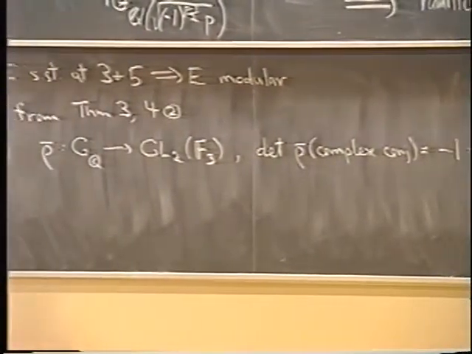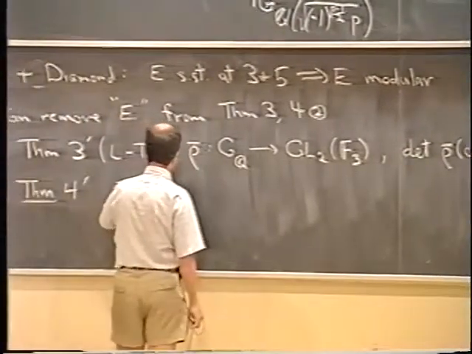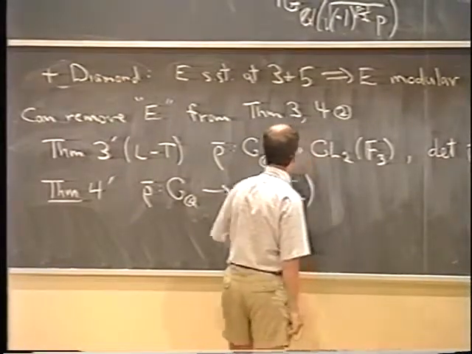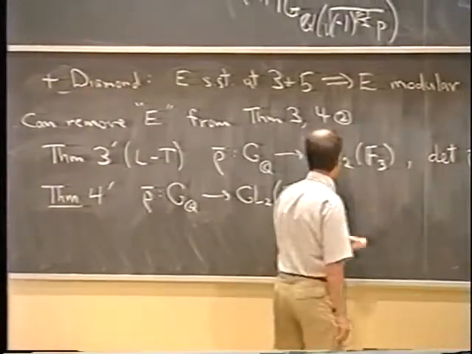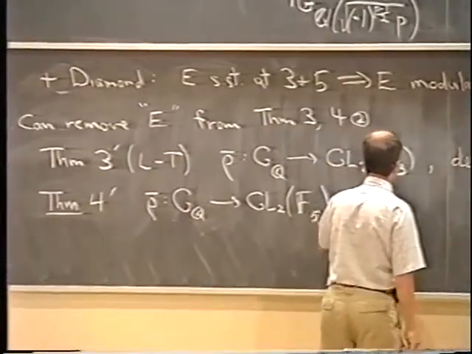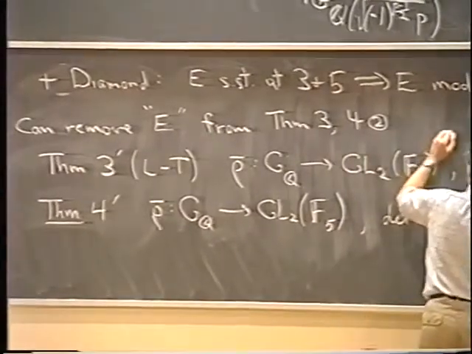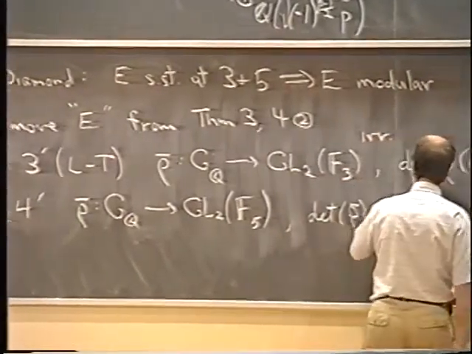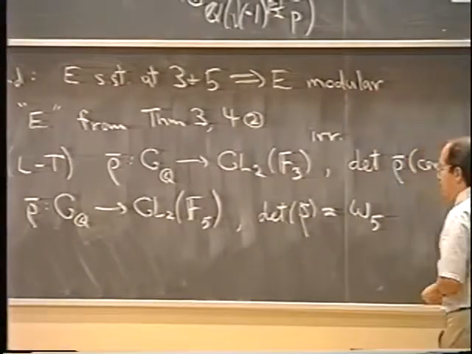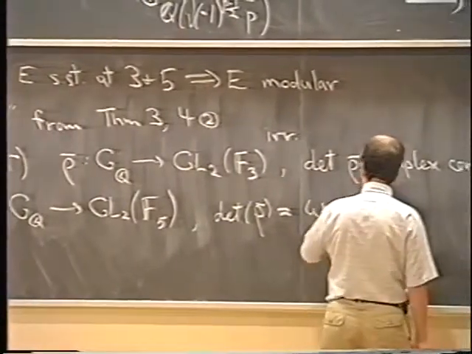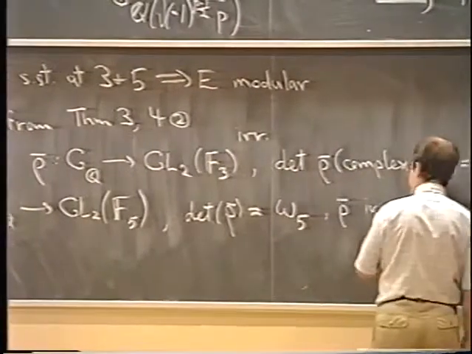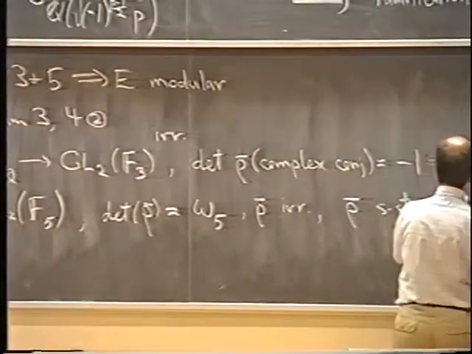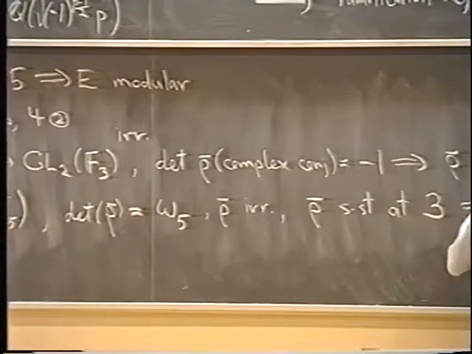And that would be to say that to start with a rho bar from the Galois group of Q to GL2 of F5, if you want to apply the methods I'm going to talk about today, you have to assume a stronger statement than this. You have to assume that the determinant, oh, of course, I left out irreducible here. I have to assume that the determinant of rho bar is the mod 5 cyclotomic character, and rho bar is irreducible, and that rho bar is semi-stable at 3. That will imply that rho bar is modular.